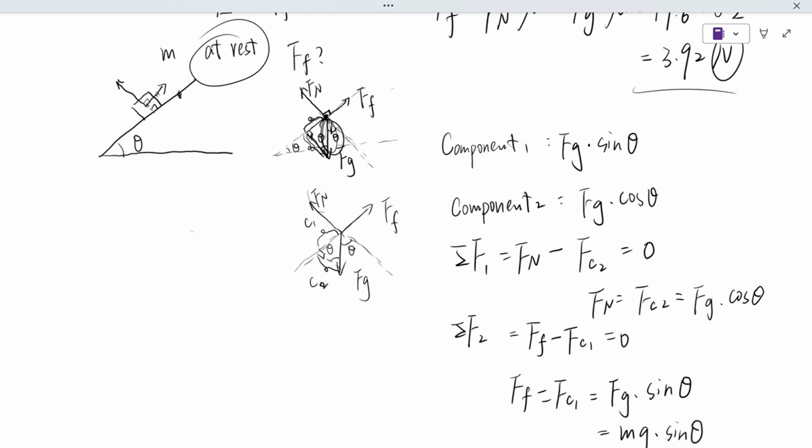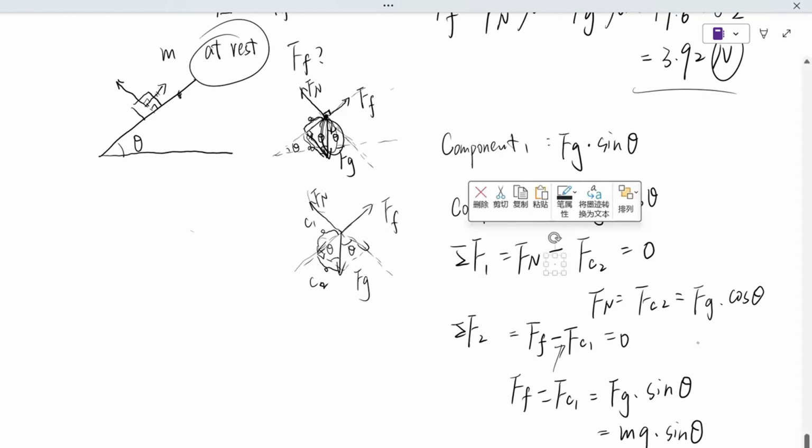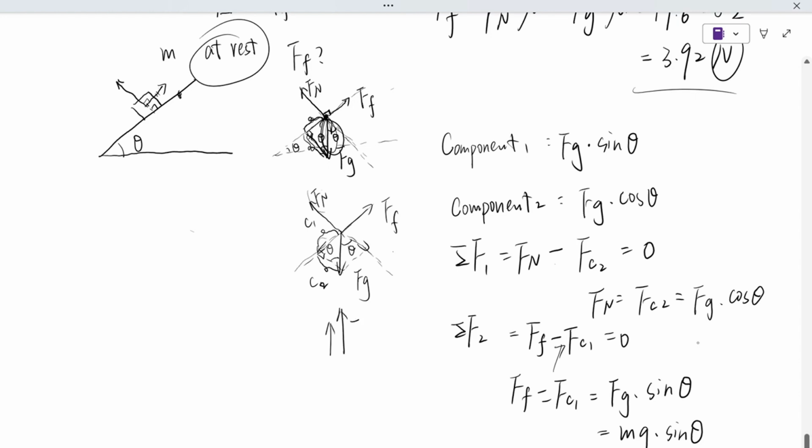This is the friction. Also, by the way, I use minus over here because component number one has the opposite direction to the friction force, and component number two has the opposite direction to the normal force. So I also use minus over here. However, if they're in the same direction, you will use plus.